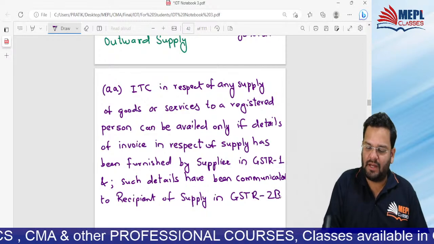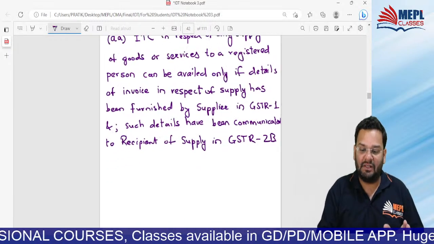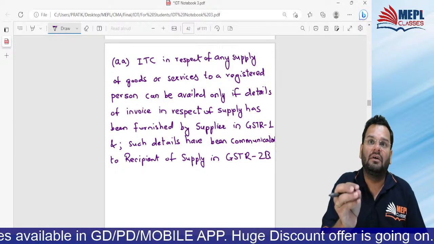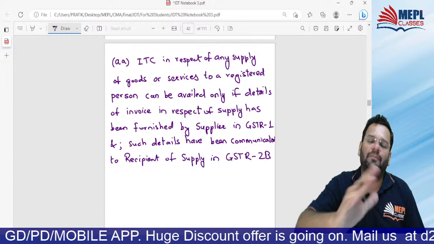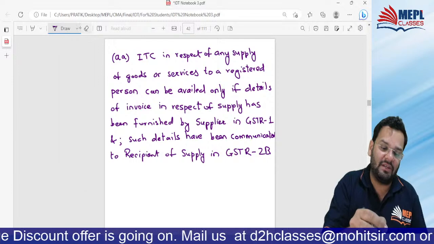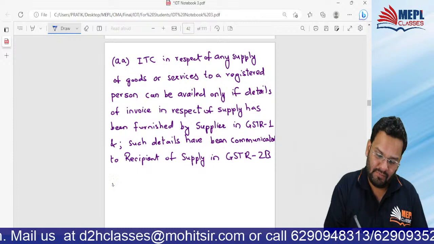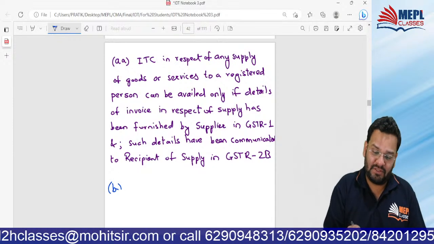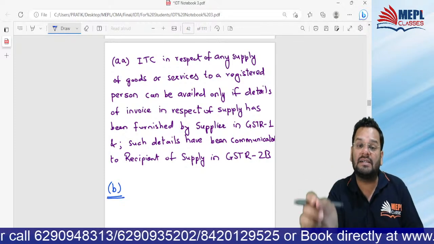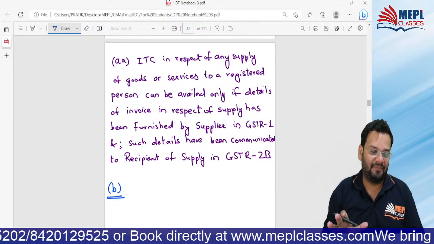Did you understand this point? Let me know. Very technical point, but very critical point, and a much needed point. Otherwise, anyone will take ITC, so that should not happen. There should be a proper system. Only if that ITC appears in the GSTR 2B of the recipient of supply, then can he claim the ITC.